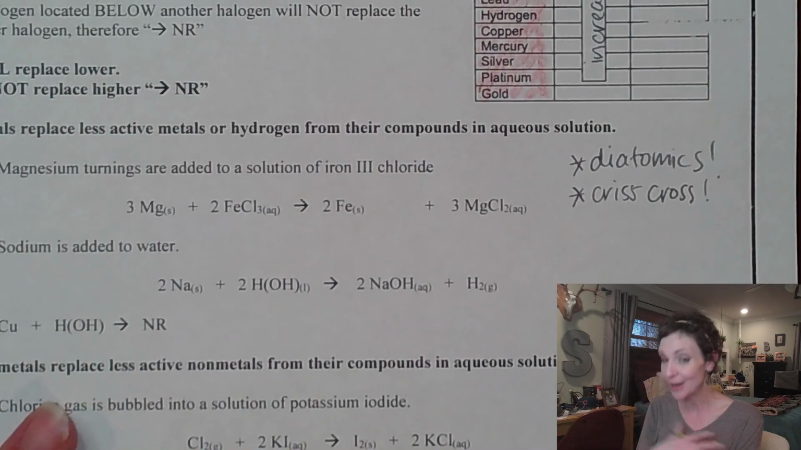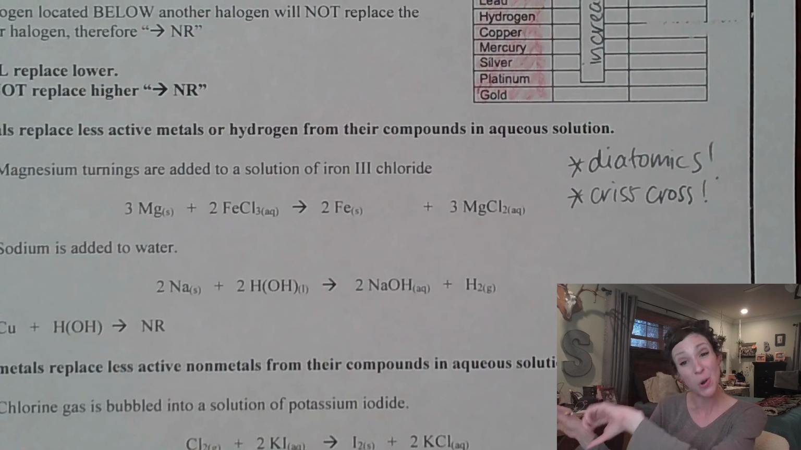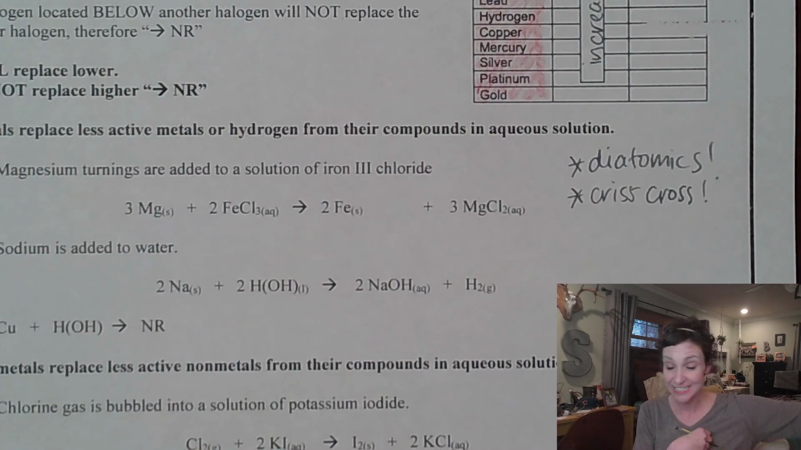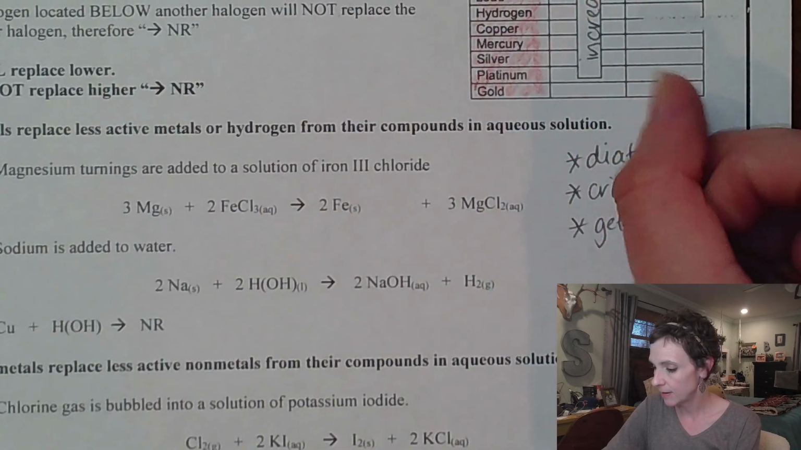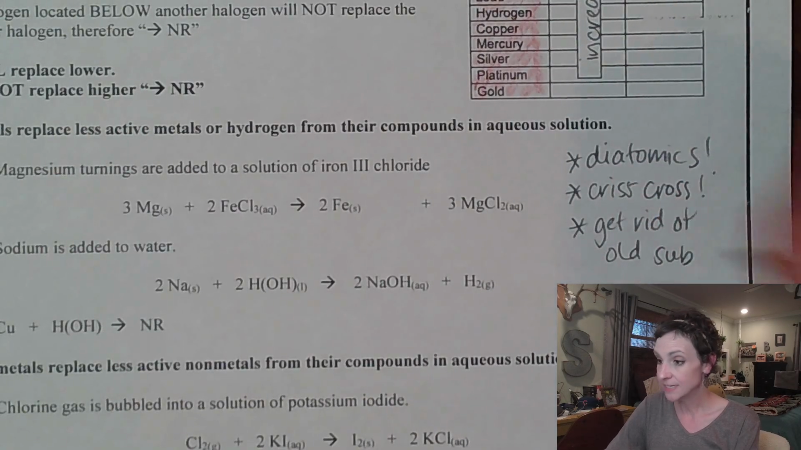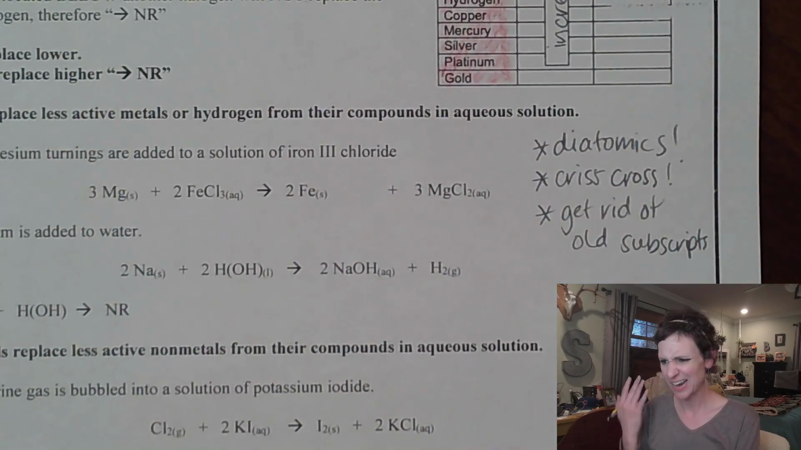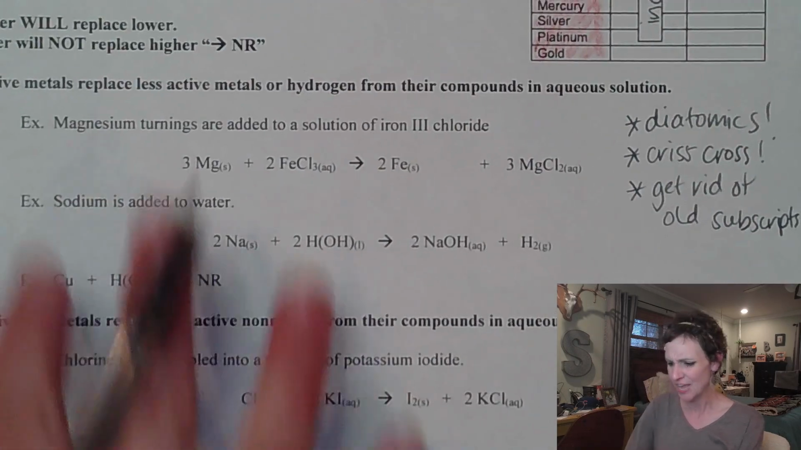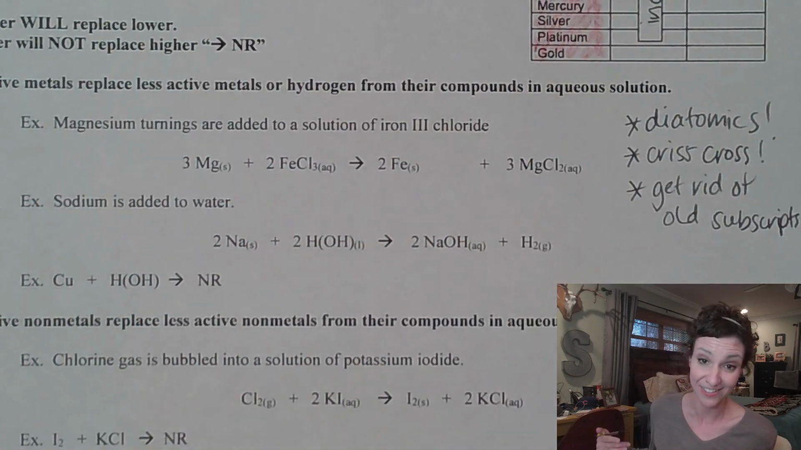We are also not going to bring our baggage from our previous relationships, which means I'm not going to bring any subscripts over from the reactant side into the product side. So I'm going to say get rid of old subscripts. Those are our mentalities that keep us grounded on knowing what to do. So let's look through a few of these examples and we'll do our coloring.